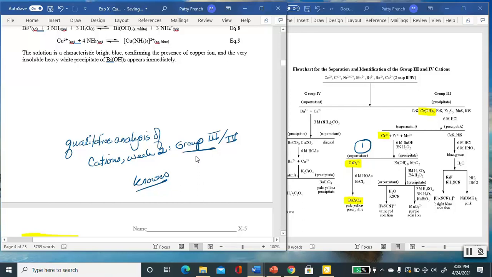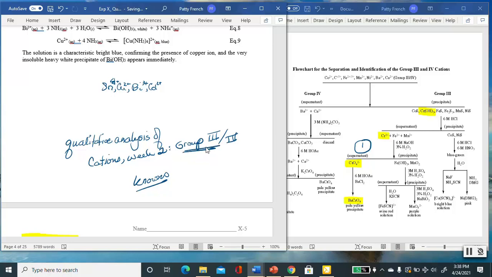We did group 2 last week, which included tin and copper and bismuth and cadmium. And this week, we're going to be looking at a whole bunch more.